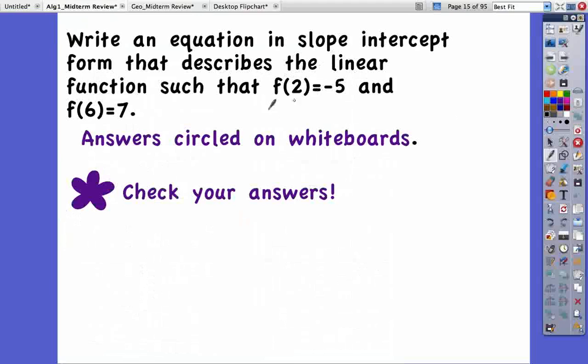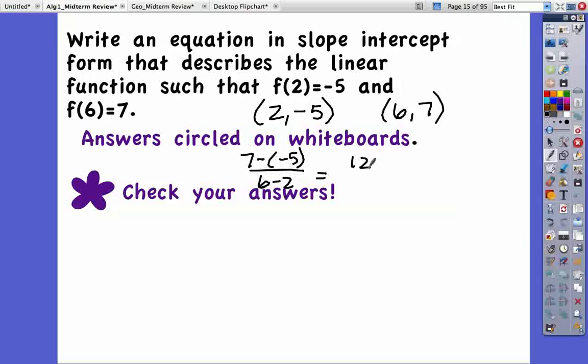Write the equation in slope-intercept form that has this information. First, you need to change this into point form. And then you need to find your slope. This gives me 12 over 4, which is 3. Then you use either point you want. I'll use this one and write the equation of the line.